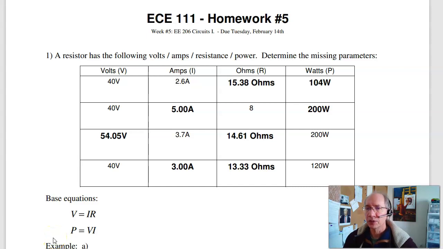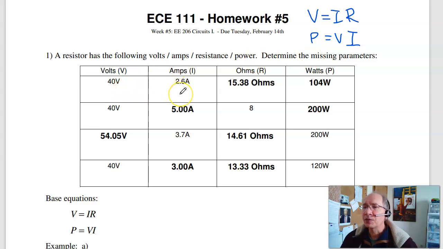Here are solutions to homework set number 5 for ECE 111. The first problem is kind of beating to death the two basic equations for circuits. For circuits, V equals I times R. And the second one is power is volts times amps. And there's other variations of this. That's basically the two. Given two parameters, I can find the rest.